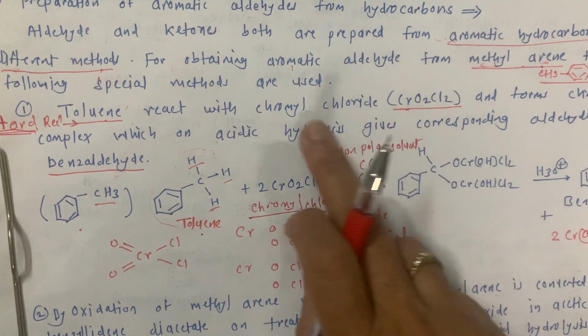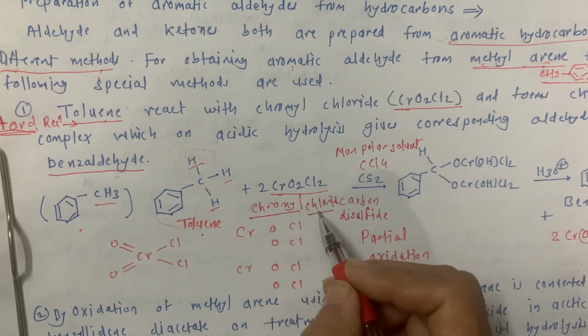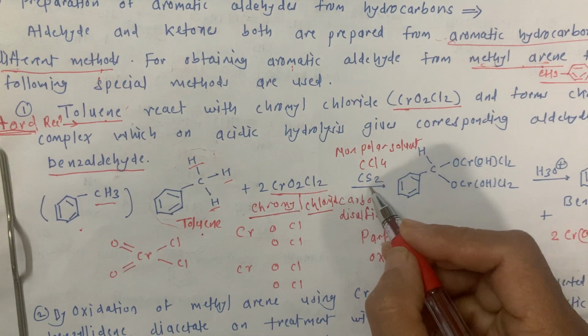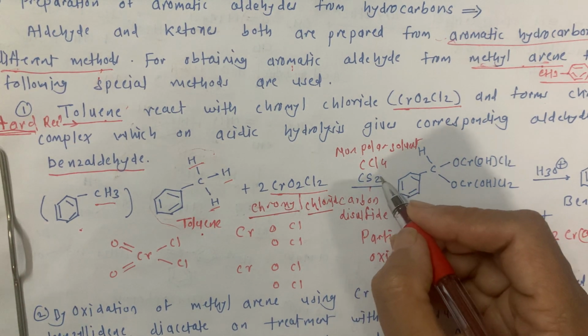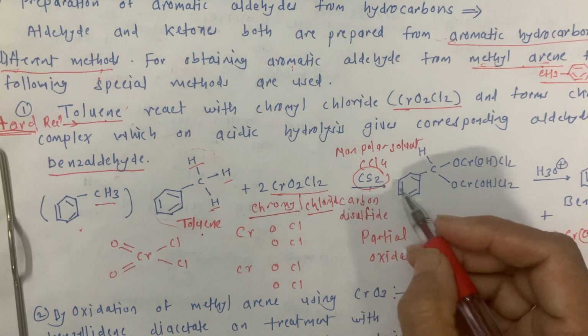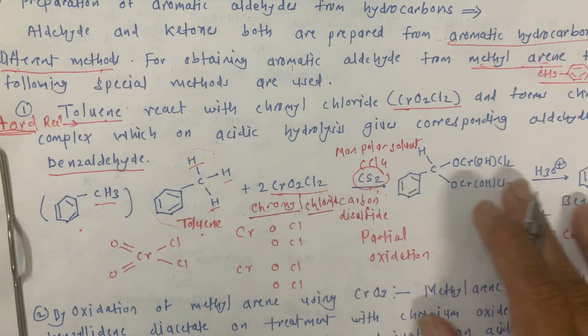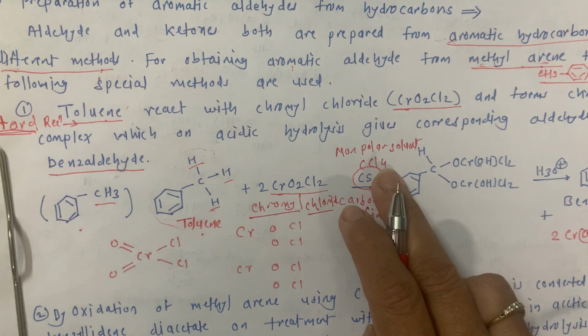Then this is reacting with chromyl chloride, CrO2Cl2, in the presence of carbon disulfide. This is very important. You have to write this carbon disulfide. Without that, this reaction is not going to proceed further. Or you may write a non-polar solvent like CCl4.